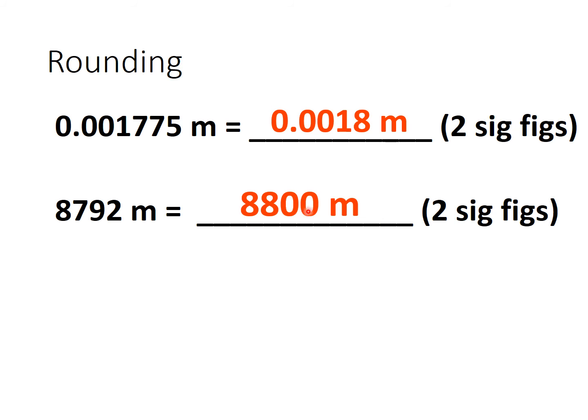We're counting by hundreds, and anything that rounds to 8,800 is good. So this could be 8,750, or it could be 8,849. These will all round to 8,800. So these 2 numbers here are unknown, but the zeros are placeholders for them.